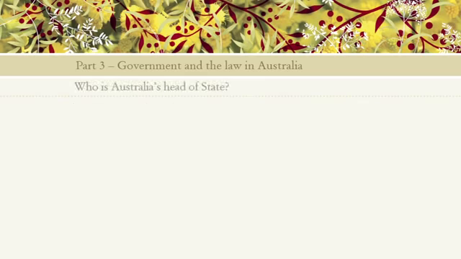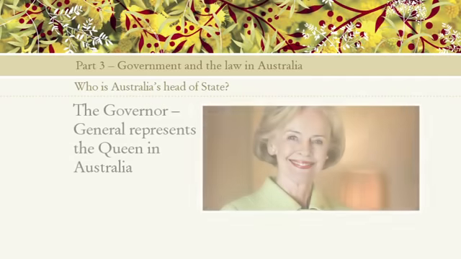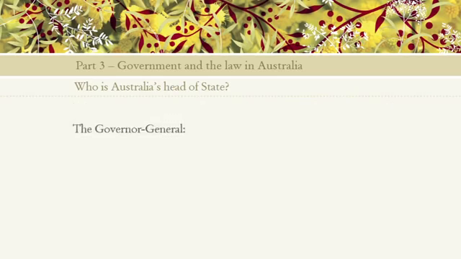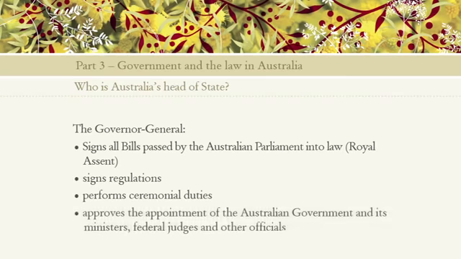Who is Australia's head of state? Australia is a constitutional monarchy. Our head of state is the Queen of Australia, Her Majesty Queen Elizabeth II. The Governor-General represents the Queen in Australia. The Governor-General signs all bills passed by the Australian Parliament into law, royal assent, signs regulations, performs ceremonial duties, and approves the appointment of the Australian government and its ministers, federal judges, and other officials.